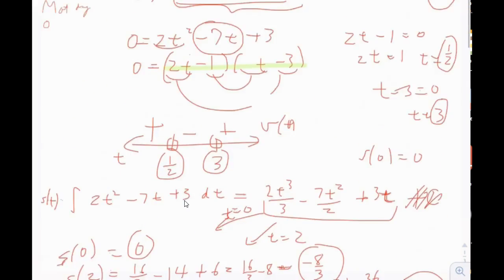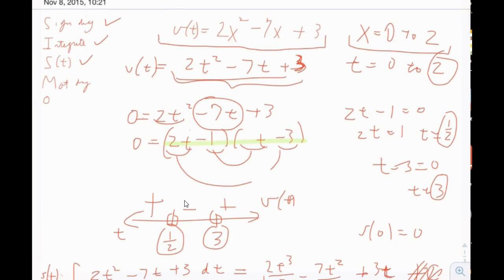So all you need to do, remember, is to follow this procedure. Do the sign diagram, then do the integration. You don't need the integration constant. Find the s of t values for the endpoints and for any direction change points. And then you do a motion diagram, and it becomes obvious what the distance traveled is.